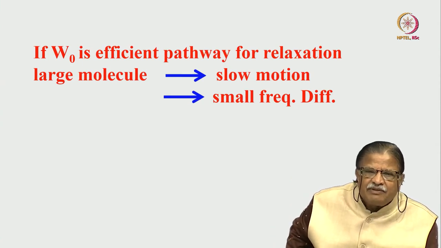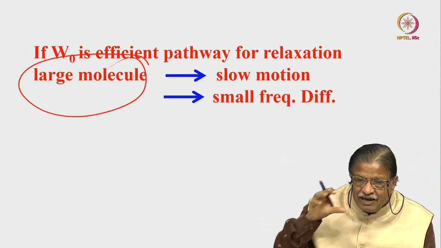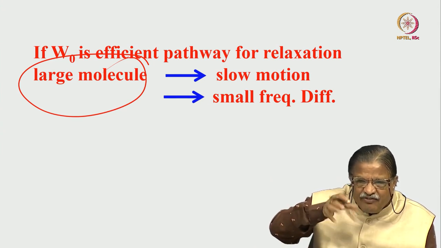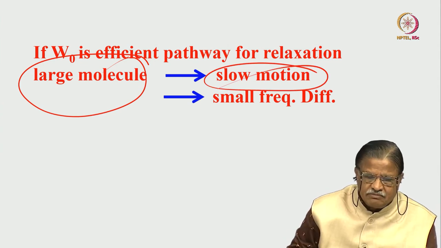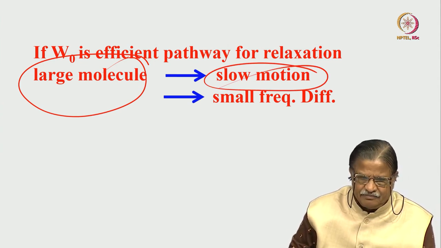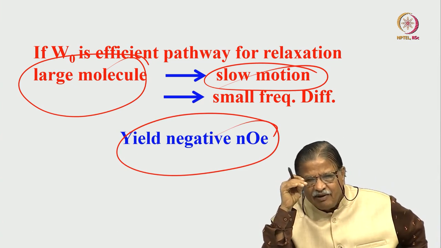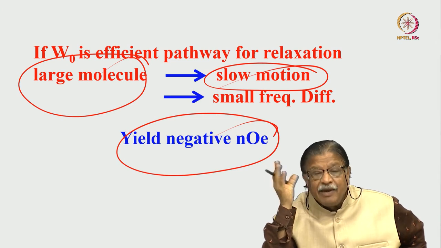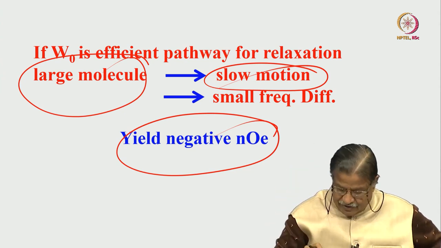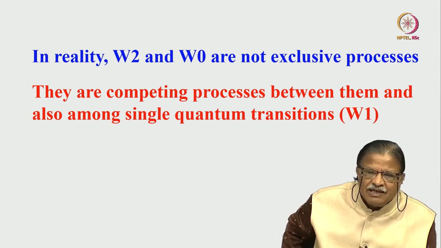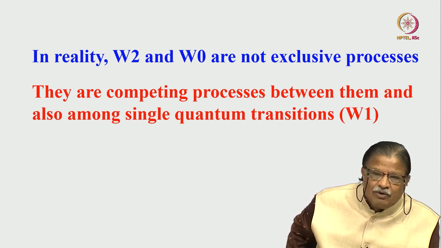What happens if W0 is the efficient pathway? This is only for the large molecules like big proteins, etc. These molecules cannot tumble very fast like small molecules. They are a little sluggish. As a consequence, they undergo slow motion and a small frequency will be generated. As a consequence, you will get negative NOE. If W0 is dominant, you get negative NOE. It can happen only for big molecules, large molecules. For small molecules, W2 is generally dominant and you get positive NOE. So, please remember, these are the important sources of relaxation pathway, that is for a positive and negative NOE. But in reality, in a given molecule, you do not know what is happening inside the nucleus.